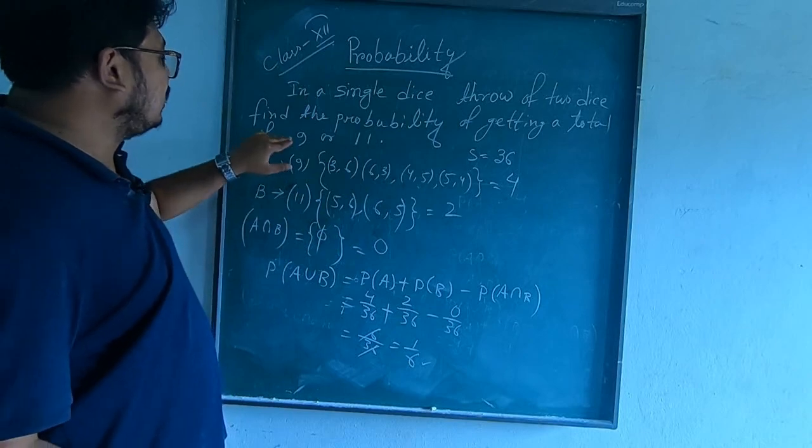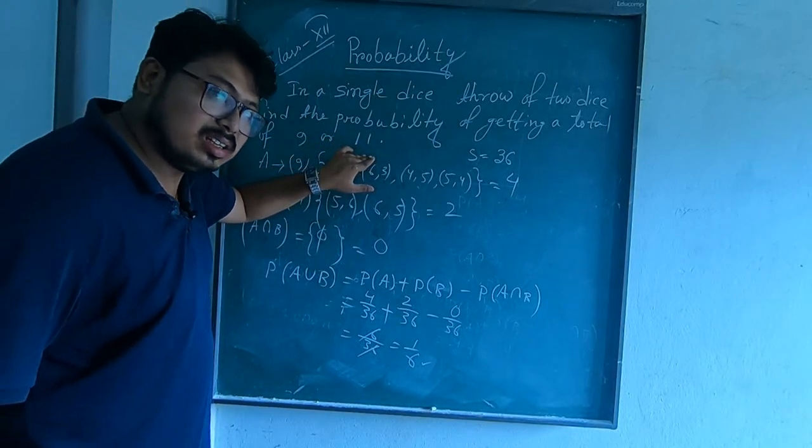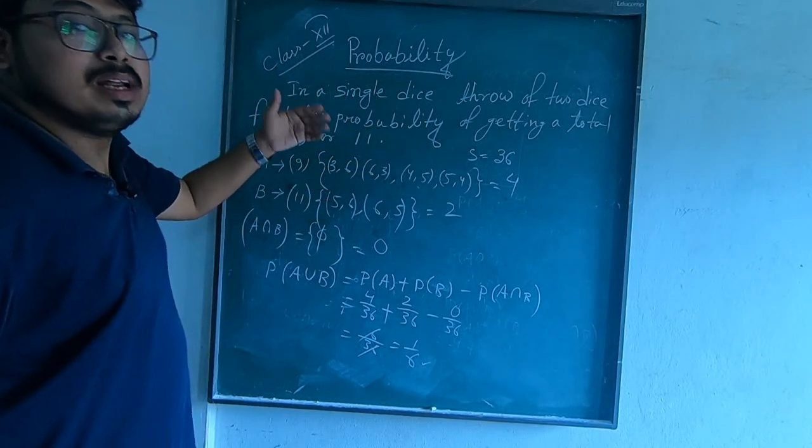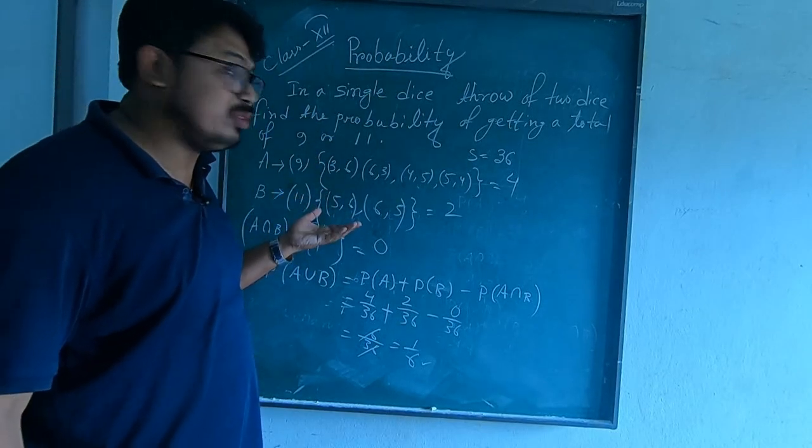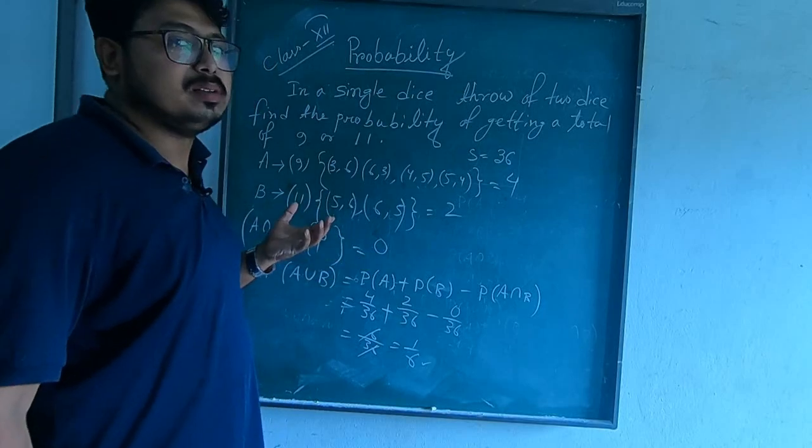The probability of getting 9 or 11. Clear? So in this way, you have to solve similar numericals at home. It is there in your book, in your exercise. I will also help you. If you need any help, you just call me.